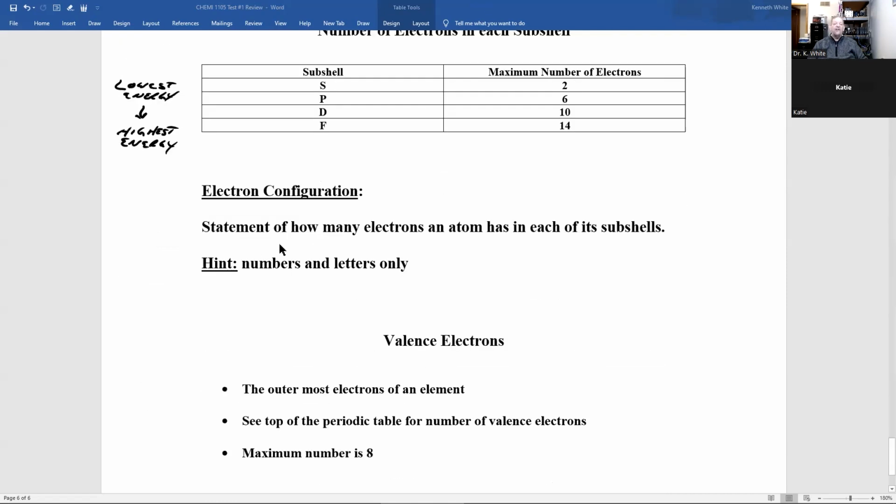Now, you should know how to write out, I don't know, I'm getting all choked up over this. You should know how to write the electron configuration, which is a statement of how many electrons an atom has in each of its subshells. And hint, that's numbers, letters. I did on the test. I've changed this to superscript numbers too.